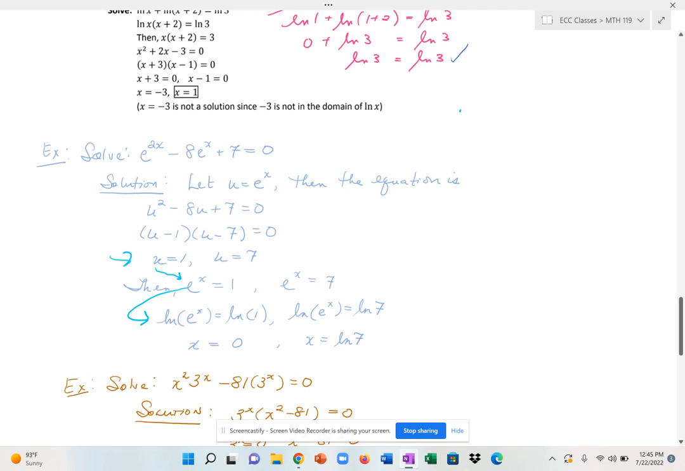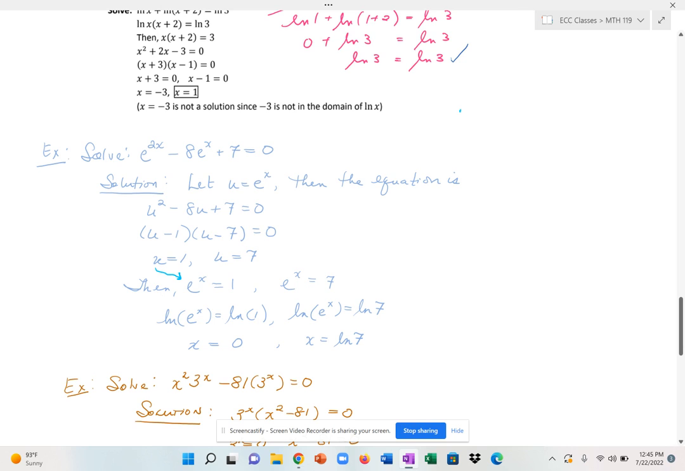The natural log of e to the x is just x. Remember, the natural log and e are inverse functions. So when you take a composite like that of two inverses, your answer is just x. And that is exactly what you want to solve for. And the natural log of 1, as I explained earlier, is equal to 0. So my first solution is 0.